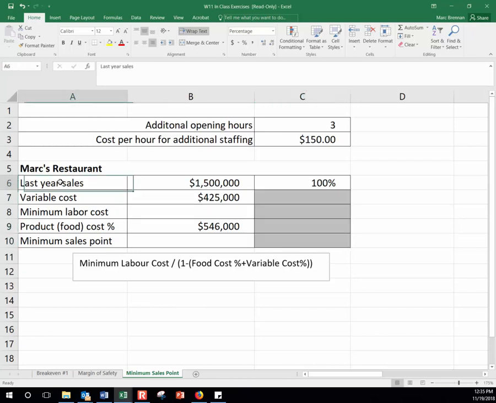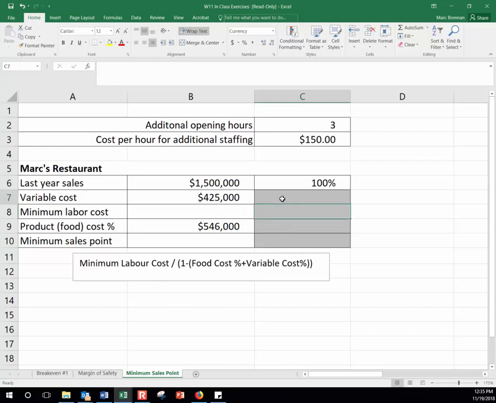So information you need: sales, variable costs. You'll need your minimum labor cost and your food cost. Fixed costs stay out of this. We only concentrate on variable costs to find out our minimum sales point. And what our minimum sales point is going to tell us is at what point in sales we need to get to in order to stay open longer, in order for it to make sense.